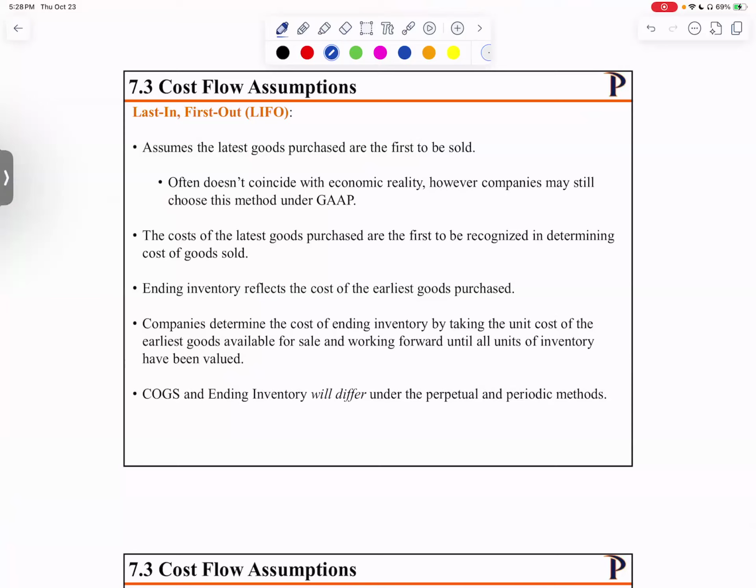So this doesn't often coincide with economic reality. However, companies still may choose to use it and it's an option for them. So our cost of goods sold is going to be comprised of our most recently purchased goods. It will most accurately reflect our most recent prices. And then our ending inventory is going to reflect our oldest purchased inventory and reflect our oldest pricing.